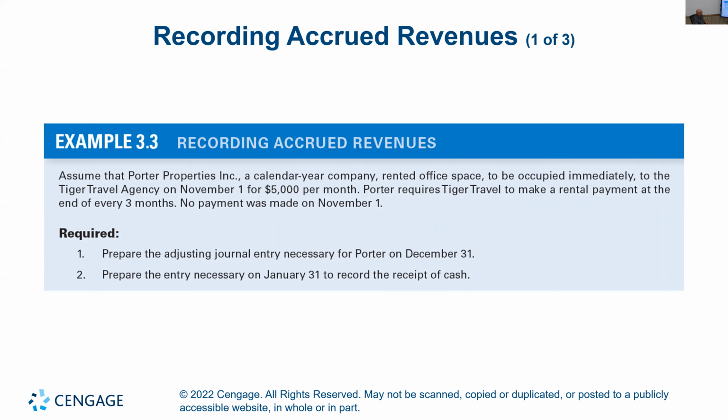So here we go. The company rented office space to be occupied immediately, to a travel agency for $5,000 per month. The contract requires them to make a rental payment at the end of every 3 months. No payment was made on November 1st. So they're not actually going to make a cash payment until the end of every 3 months, so not till the end of January.